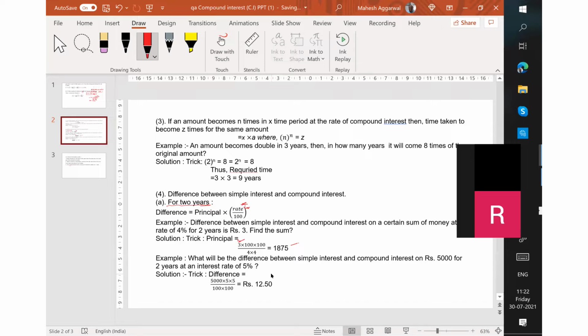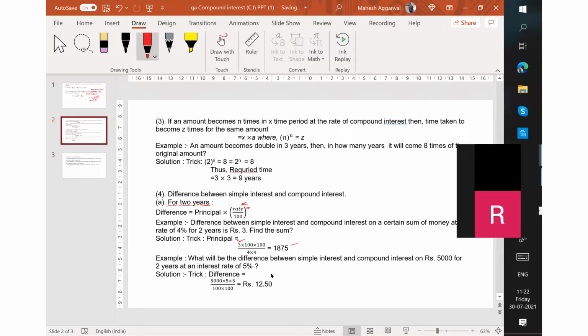Okay. So whenever such questions come, please remember these two golden rules. The first is that the formula will remain the same for calculating compound interest, P into (1 plus R by 100) raised to power time.